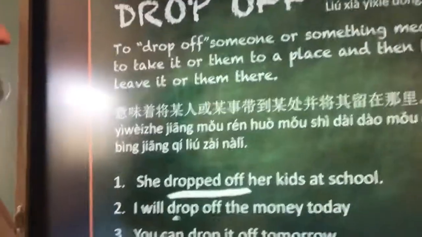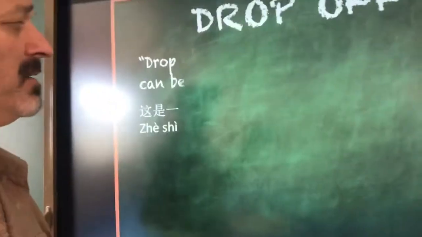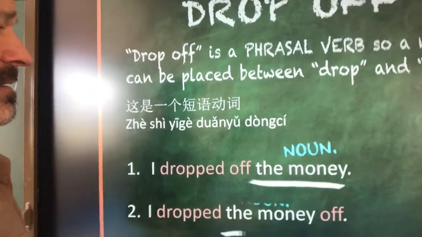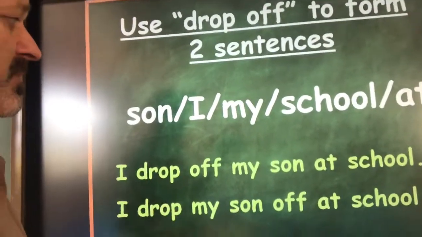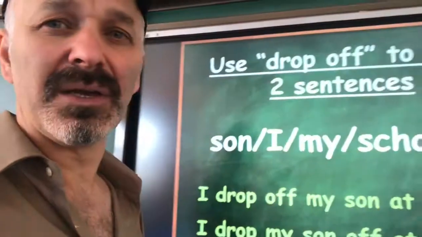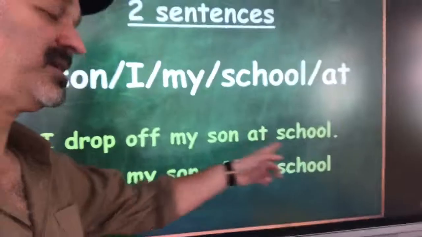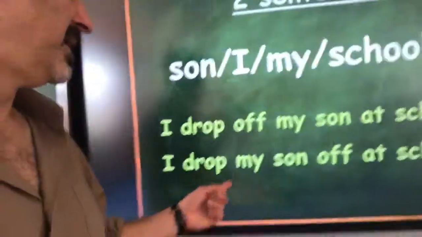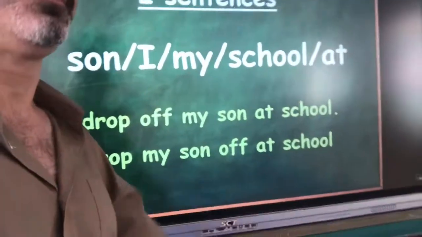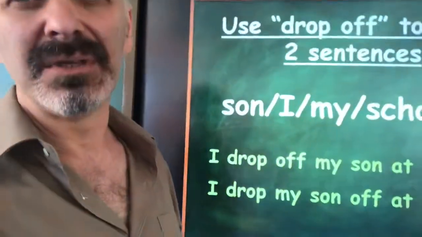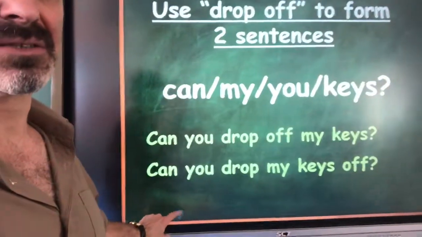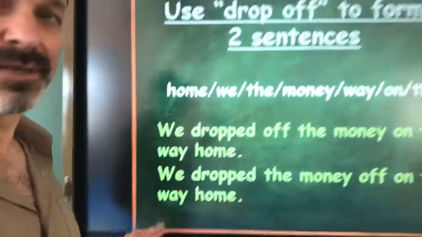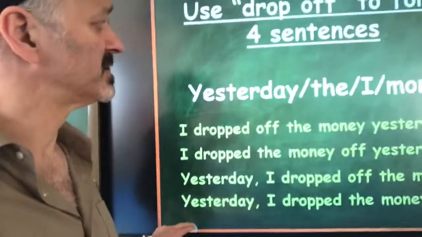So we go through drop-off, definitions, much like lend and borrow. Then I break it down. Here we go through 2 sentences, but this time I want you to use the 2 forms of drop-off, right? I want to drop off my son at school, with the noun after the verb, and I drop my son off at school, with the noun in between the verb and the particle. So it's a familiar exercise, but it focuses on a key grammar point, I think, that they should be taking away from this lesson.